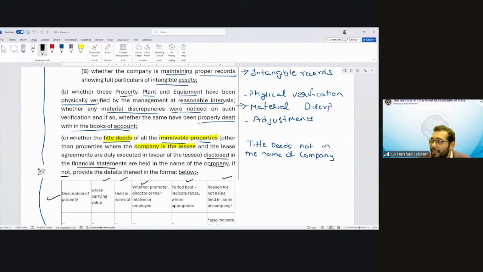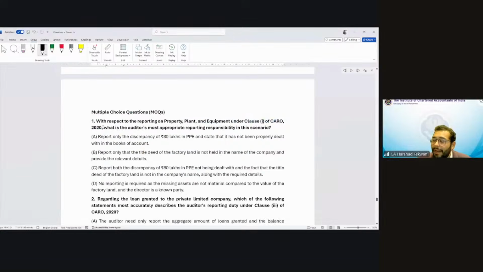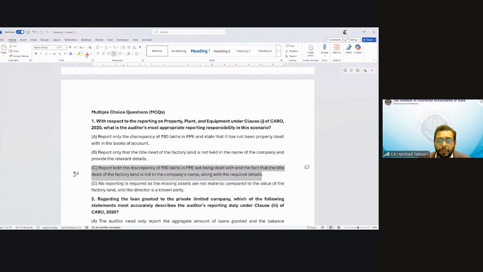So here in this question, we have both: a material discrepancy in plant, property and equipment of 80 lakhs, plus we have title deeds. So both points will be reported. Report both the discrepancy of 80 lakhs in PPE and the title deed not being in the name of the company, along with the required details. So the correct option is C, because as per CARO para 3(i)(b) and (c) we need to report.